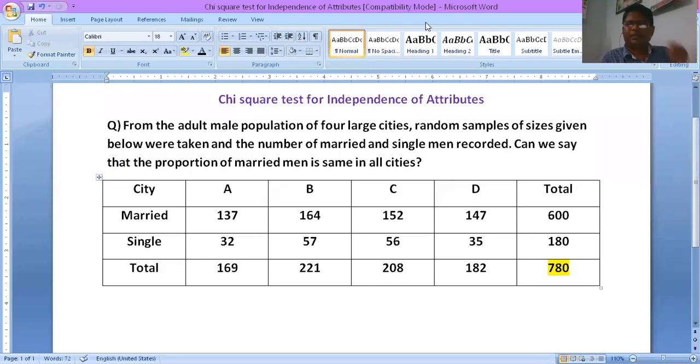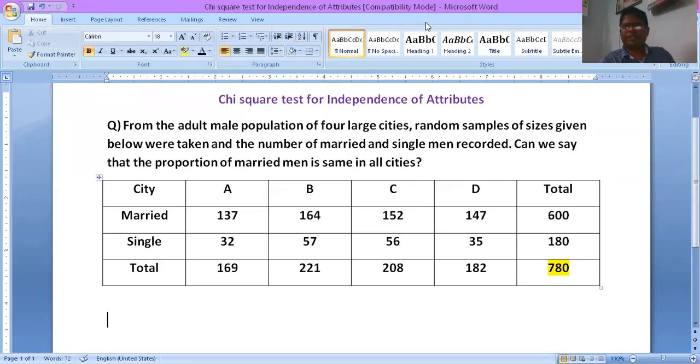So in this class, let us understand one more model in chi-square test. It's a test for independence of attributes. Just look at the problem. From the adult male population of four large cities, random samples of sizes given below were taken and the number of married and single men recorded. Can we say that the proportion of married men is same in all cities?